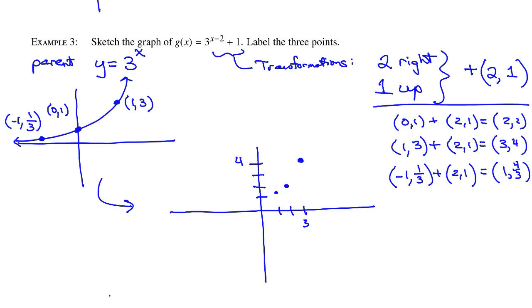In addition to the points on the graph being shifted through the transformation, the horizontal asymptote is also shifted. And it's shifted by the vertical component. So the vertical shift was add 1. So since the original horizontal asymptote was y equals 0, the new horizontal asymptote is y equals 1. And now let's draw the graph.